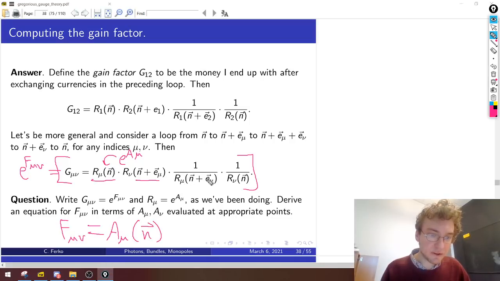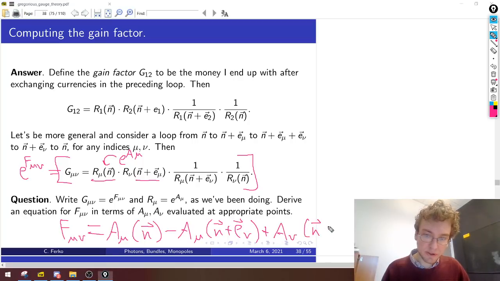This r mu at n plus e nu, it's in the bottom, so it'll be minus, right? Minus a mu at n plus e nu. And then this guy in the top, this r nu will give me a plus a nu at n plus e mu. And then the guy in the bottom will be a minus a nu at n. Yeah. So it's just everybody in the top is a plus and everyone in the bottom is a minus, but I have to keep the argument straight.